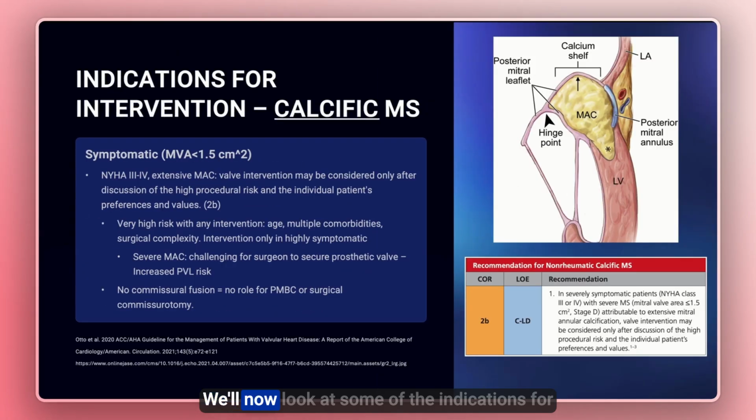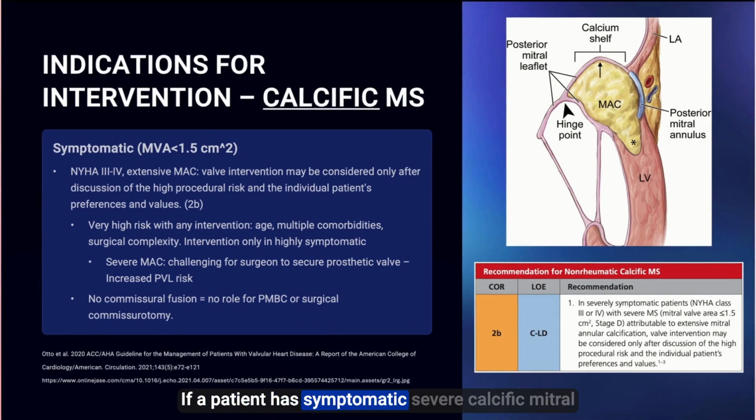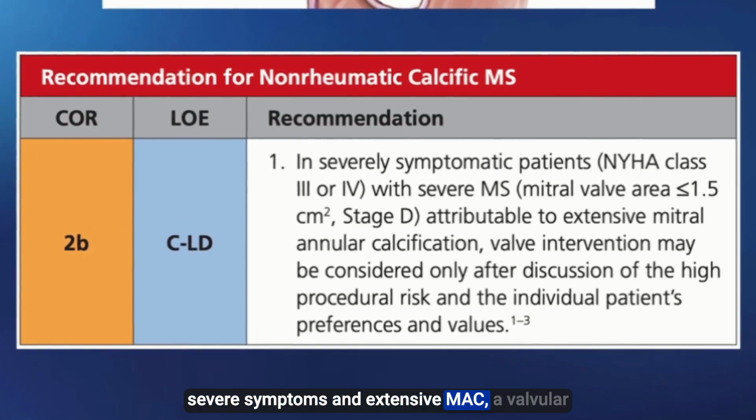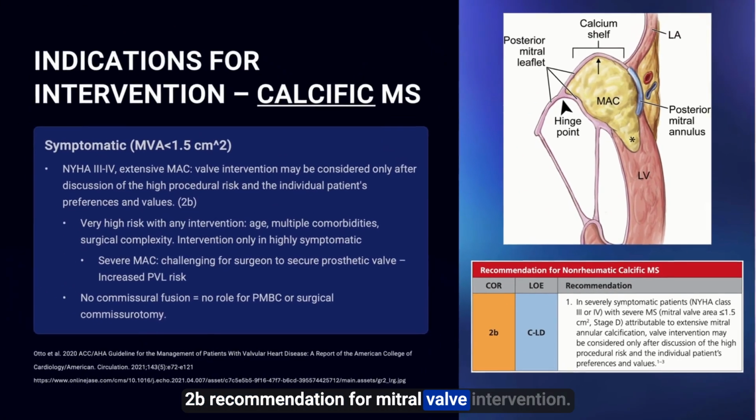that procedure. We'll now look at some of the indications for intervention for calcific mitral stenosis patients. If a patient has symptomatic severe calcific mitral stenosis with a valve area less than 1.5 centimeters squared with severe symptoms and extensive MAC, a valvular intervention can be considered only after discussion of the high procedural risk and the individual patient preferences and values. And that's a class 2B recommendation for mitral valve intervention.